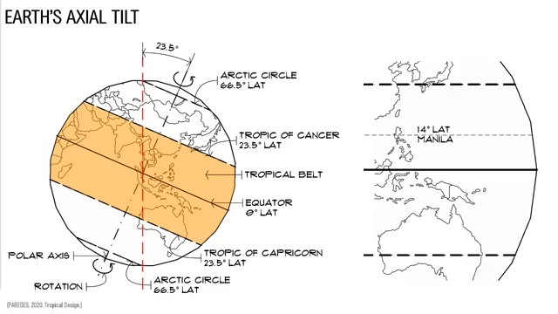The red axis that you can see is the imaginary center line, and then the tilt is where we actually rotate on the polar axis. So it's tilted 23.5 degrees. So it gives us here in Metro Manila a latitude of 14 degrees.